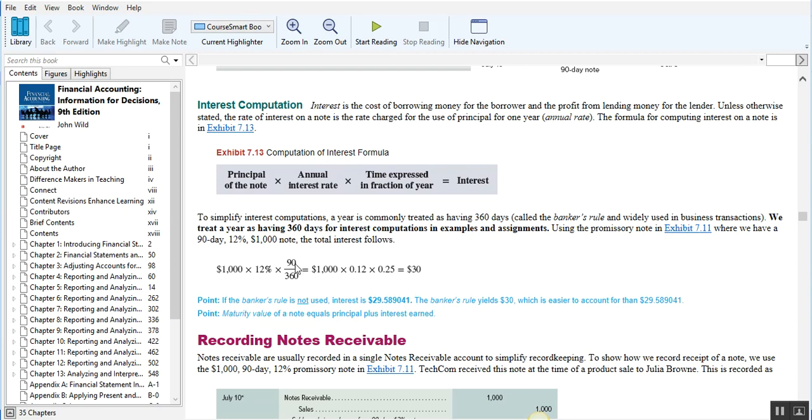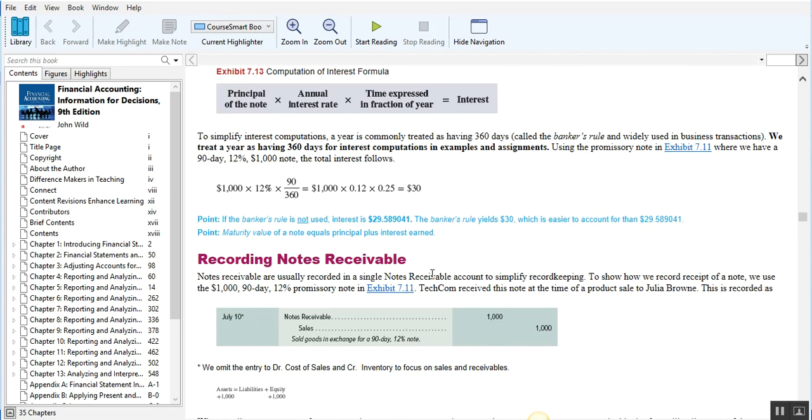Now notice we take 90 days over 360. This is what they call the banker's rule, and basically instead of calculating everything on 365 days, we're going to calculate it on 360 because it makes the computation so much easier when we're actually splitting the year out like this. So when you have 90 over 360, you're basically looking at 0.25 or 25% of the year, a quarter. So you're going to take $1,000 times 12% interest times 0.25, and you get $30 interest that's due when the note is due.